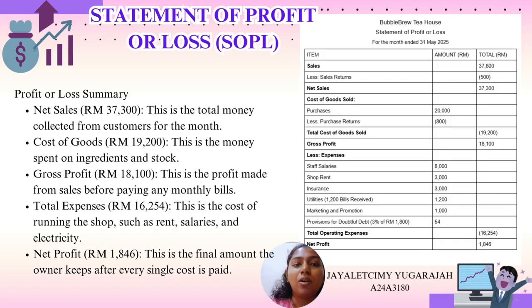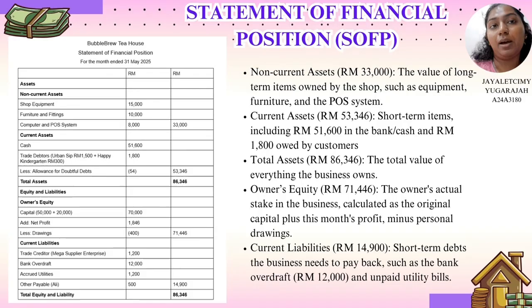After deducting all operating expenses, the business made a net profit of RM1,846 for the month. In conclusion, this net profit shows that Bubble Brew Tea House operated at a profit for May 2025. Now, let's move on to the statement of financial position for Bubble Brew Tea House as at 31 May 2025.